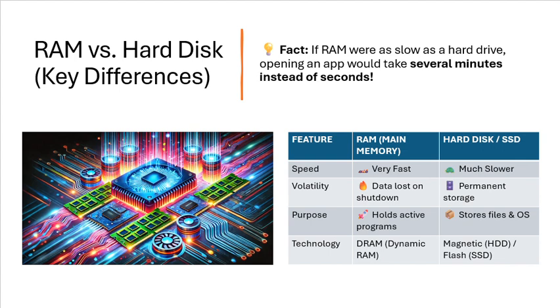These are permanent storage. The purpose of RAM is to hold active programs, for example the programs which are running, while HDDs or SSDs store files and the OS for permanent storage. The technology used is DRAM, dynamic RAM, while HDD or SSD use magnetic HDD or flash SSD. There is a fact that if RAM were as slow as a hard drive, opening an app would take several minutes instead of seconds. So you can think how much slower it would have been.